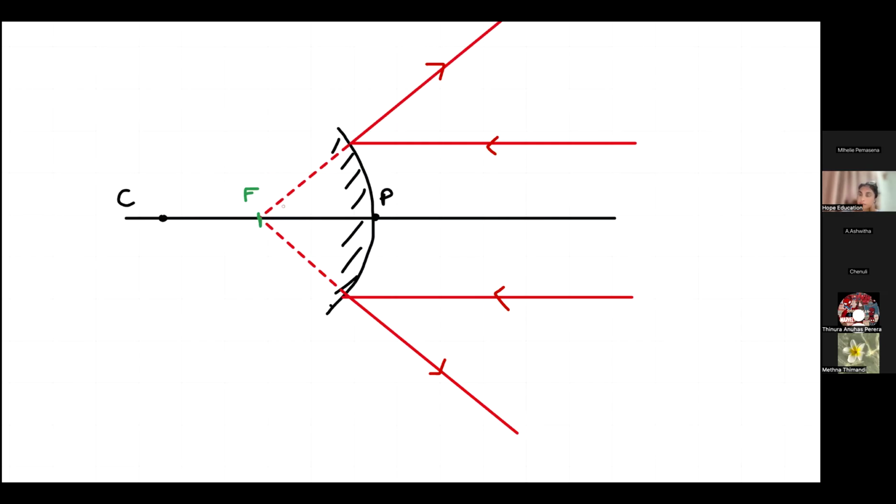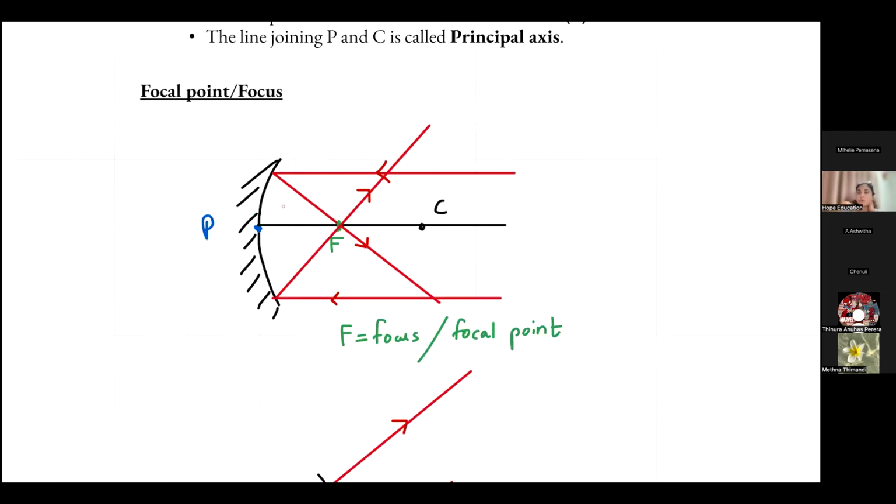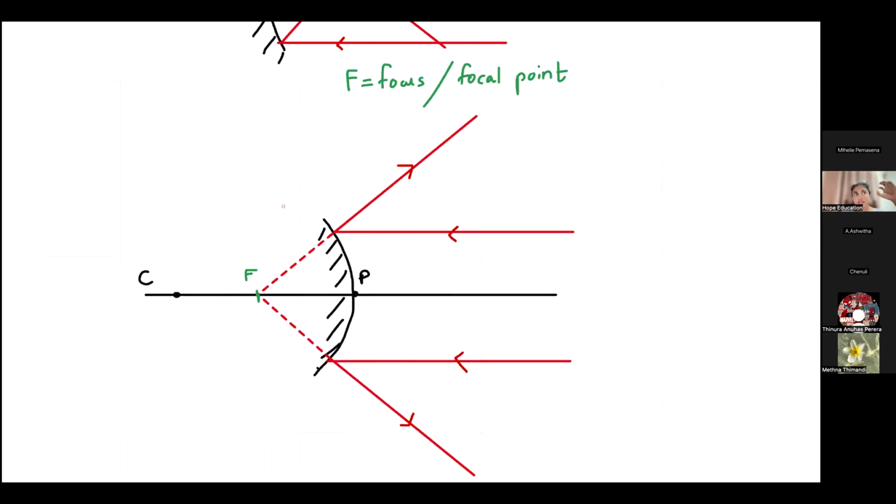Is that clear to you, Lamai? For a concave mirror the rays reflect inwards, so the point where they meet is the focal point. For a convex mirror, the rays are reflected outwards. Yes, teacher, it's clear. Since it's not moving on the principal axis, I extend it backwards. Again, F is the focus or focal point.